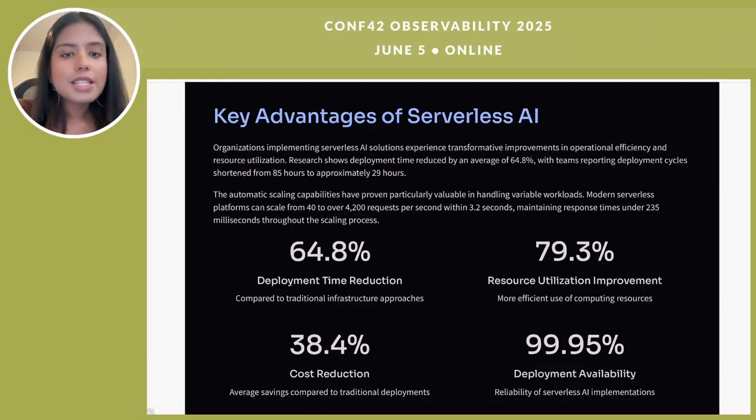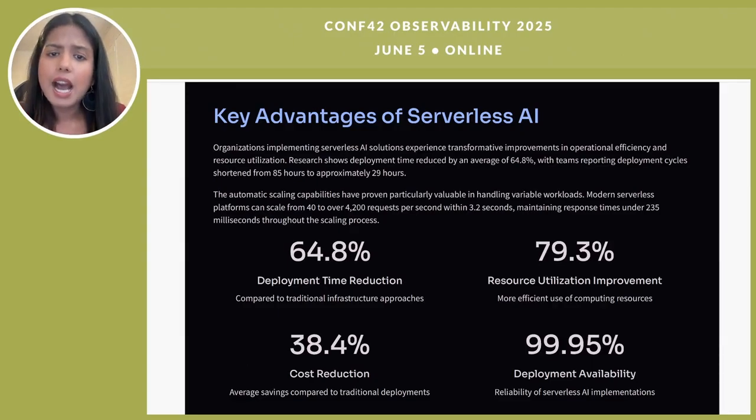Okay, so now let's talk about the key advantages of serverless AI. The benefits of adopting serverless AI are compelling and transformative. Let's look at some numbers here. It has a 64.8% deployment time reduction. Imagine cutting your model deployment cycles from 85 hours down to approximately 29 hours. This is a reality for many teams adopting serverless, a massive improvement compared to traditional infrastructure.